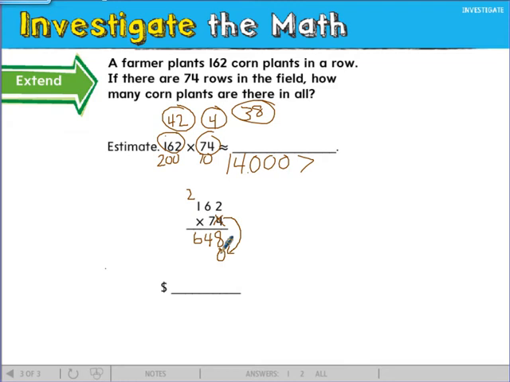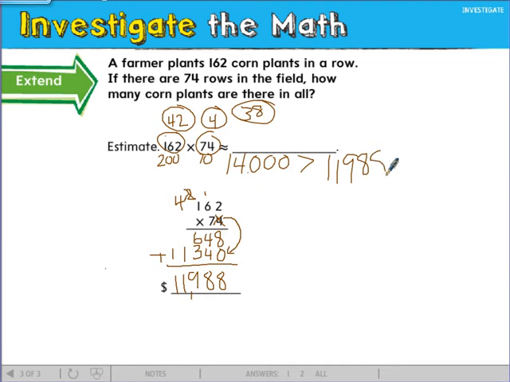7 times 2 is? 42. 7 times 6 plus 1. 43. I'm going to cross out my 2, put a 4 over here. 7 times 1 is? Plus 4. 11. I have to add these now. 8 plus 0 is? 4 plus 4? 9. 6, 9. 11,988.